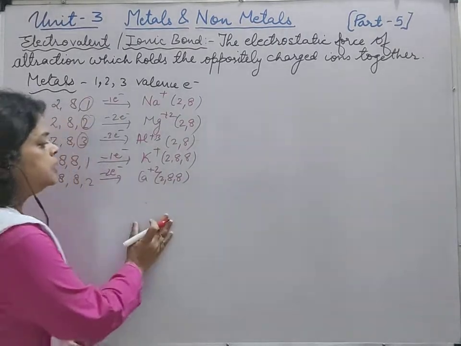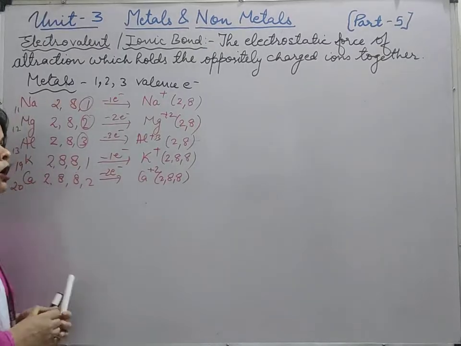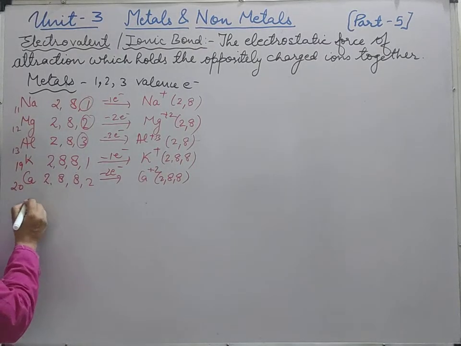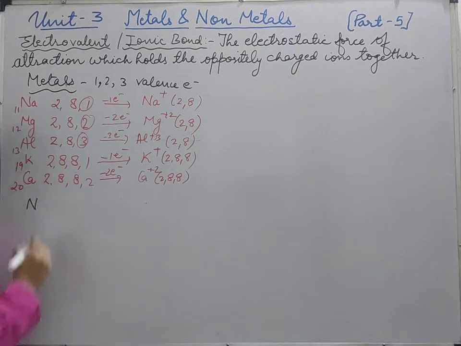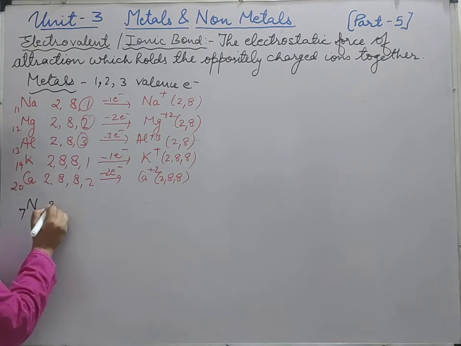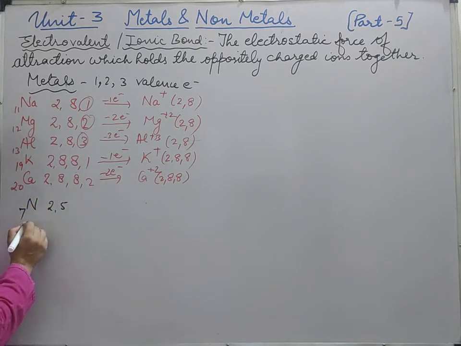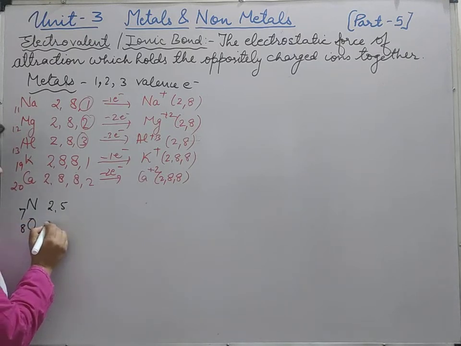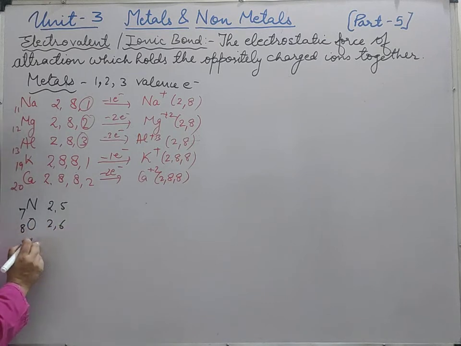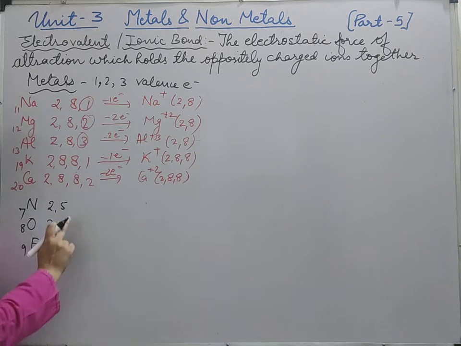Now, if we talk about non-metals, for example, we take nitrogen. Its atomic number is 7. What is the configuration of nitrogen? 2, 5. When we take the example of oxygen, its atomic number is 8 and the configuration is 2, 6. For fluorine, its atomic number is 9 and the configuration is 2, 7.